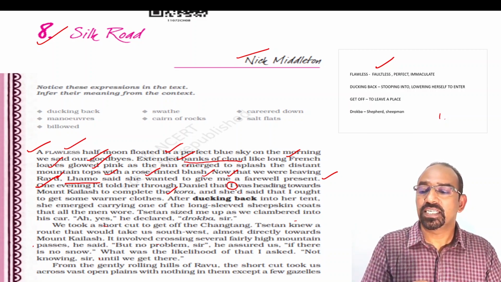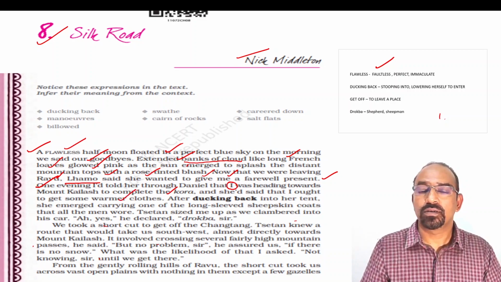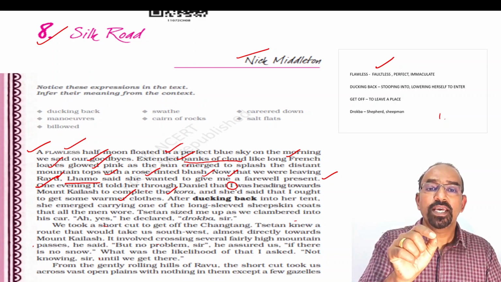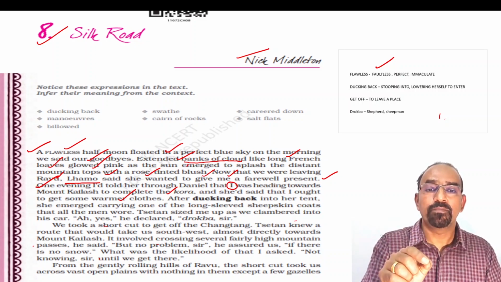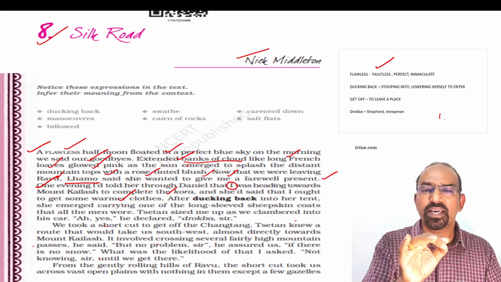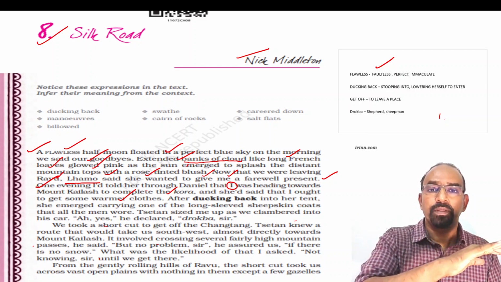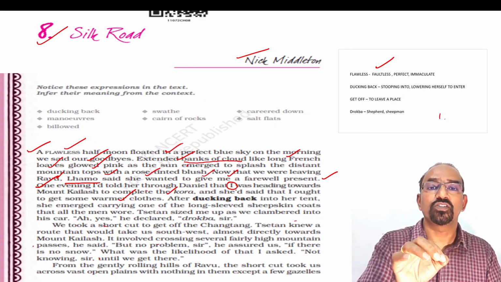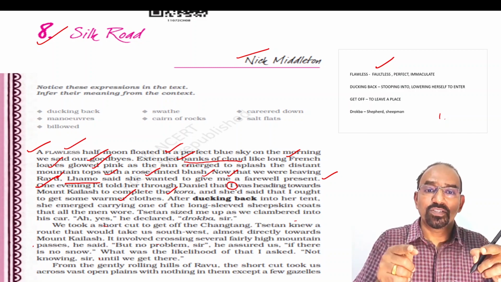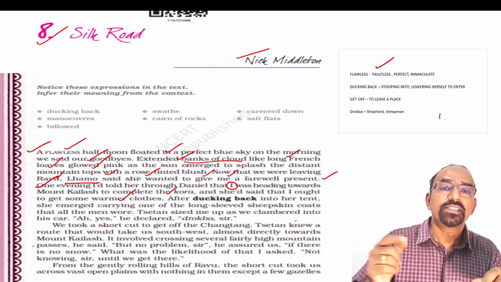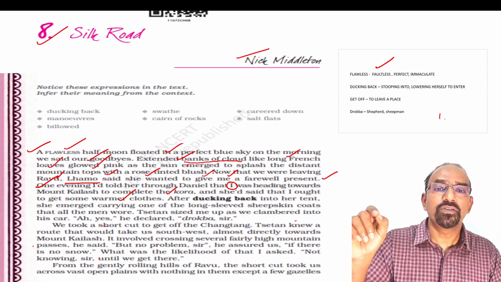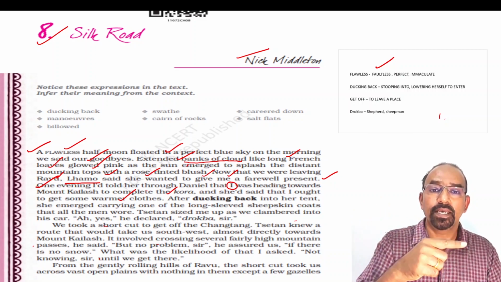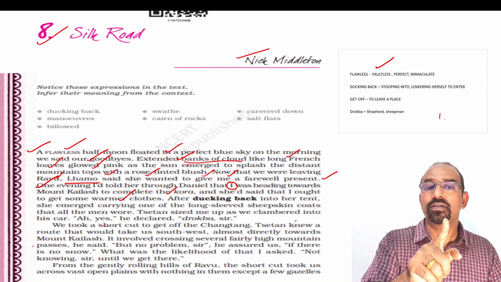"And she had said that I ought to get some warmer clothes." Then she told him that he should keep some warmer clothes with him to complete the Kora. Kora here means the pilgrimage, the holy journey around Mount Kailash. So Lamo, as a Tibetan girl, advised him to keep some warmer clothes to complete the roundabout pilgrimage around Mount Kailash.